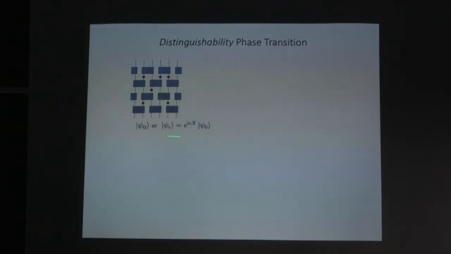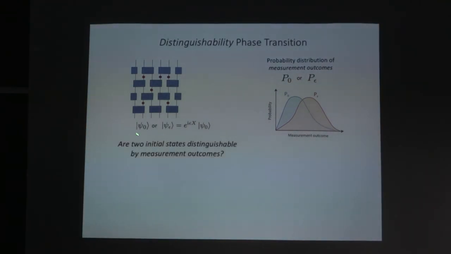We consider two different initial states of the quantum system, psi 0 and psi epsilon, where psi epsilon is weakly perturbed at a single site, with a very weak local perturbation. And we collect all the measurement outcomes from these randomly chosen positions and see the difference between the two probability distributions of the classical measurement outcome. And only looking at this classical probability distribution, can you tell whether the initial state was psi 0 or psi epsilon? So that's what we call the distinguishability phase transition.